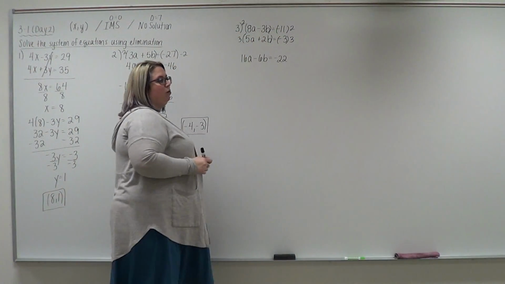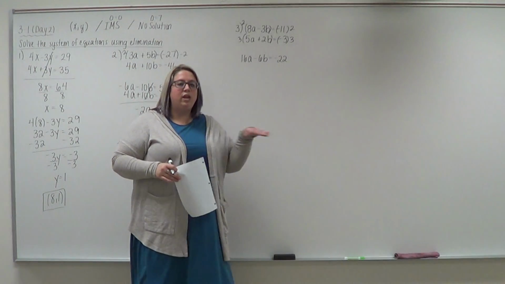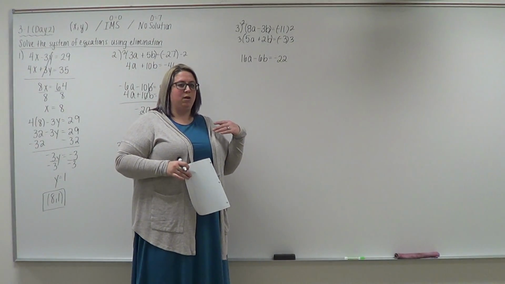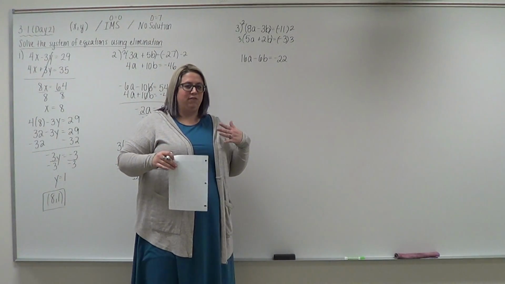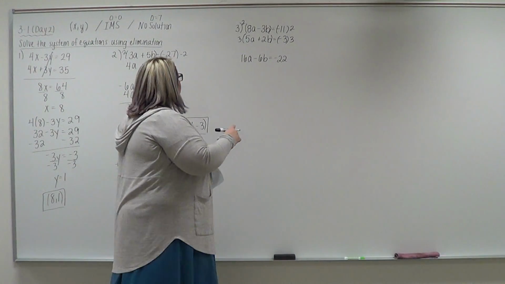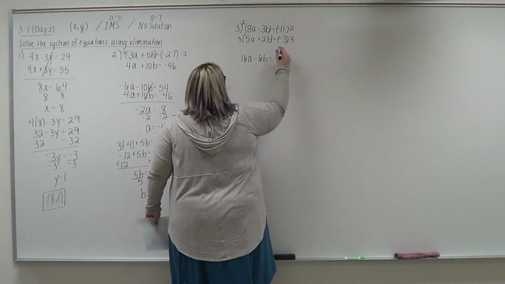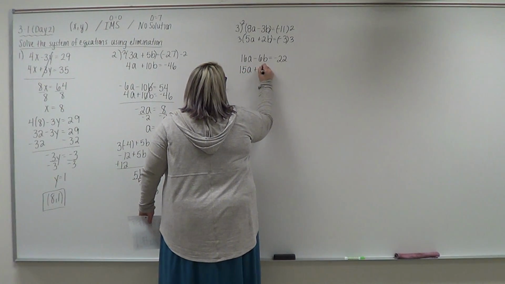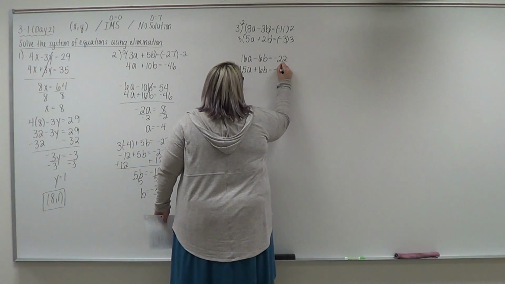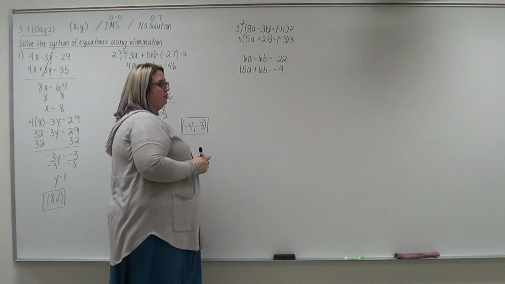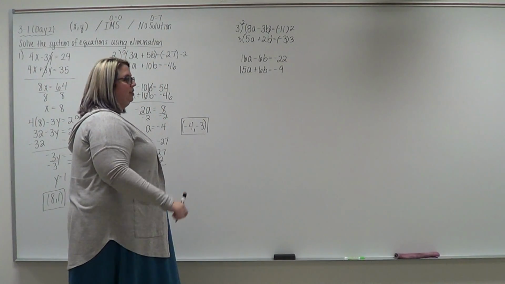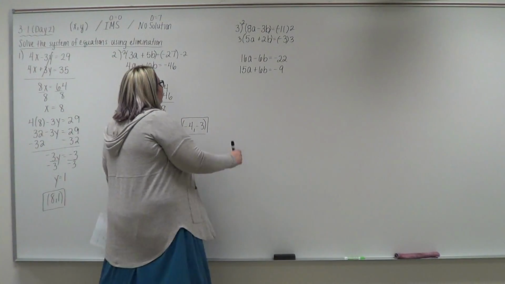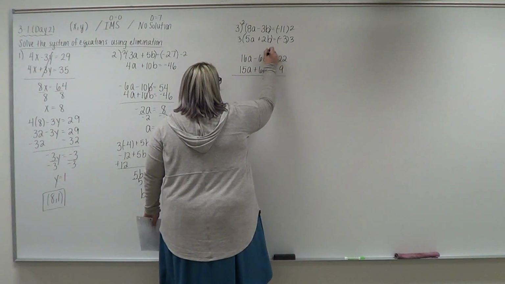It doesn't matter what you multiply by, just make sure the whole equation gets multiplied by the same number. You can't multiply the left and the right by different numbers. Okay, so I'm going to multiply this whole equation by 3. So that's 15a plus 6b equals negative 9. And now it looks just like the other two. So if I look at this, my b's eliminate.